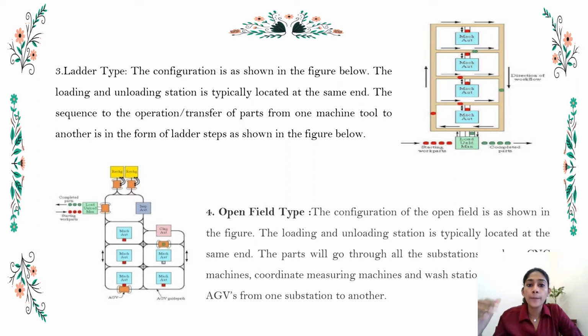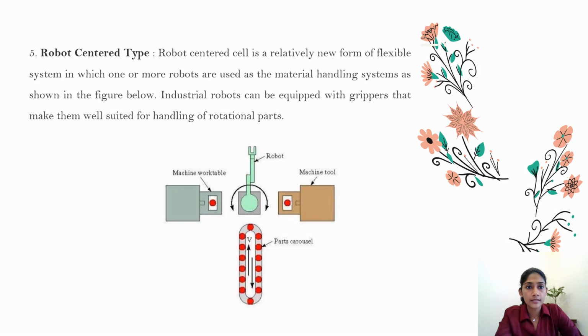And the next one is open field type. Here, the open field type is a step up, depicted in the illustration. Usually, the loading and unloading station is at the same end. With the aid of AGVs, the parts will go through each substation, including CNC machines, coordinate measuring machines, and wash stations. And the last one is robot center type.